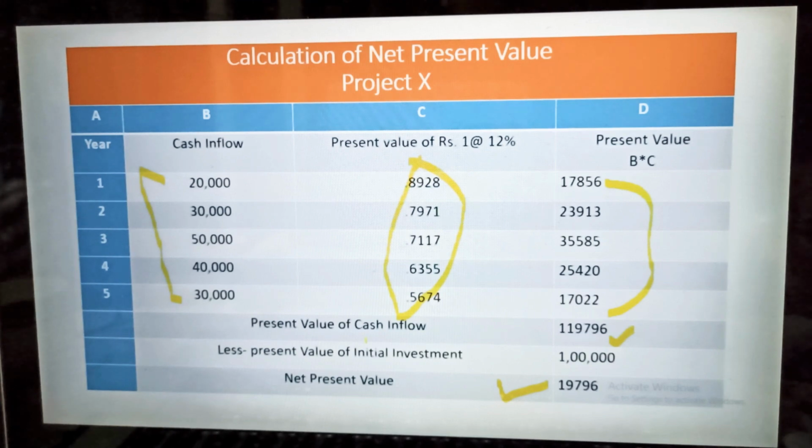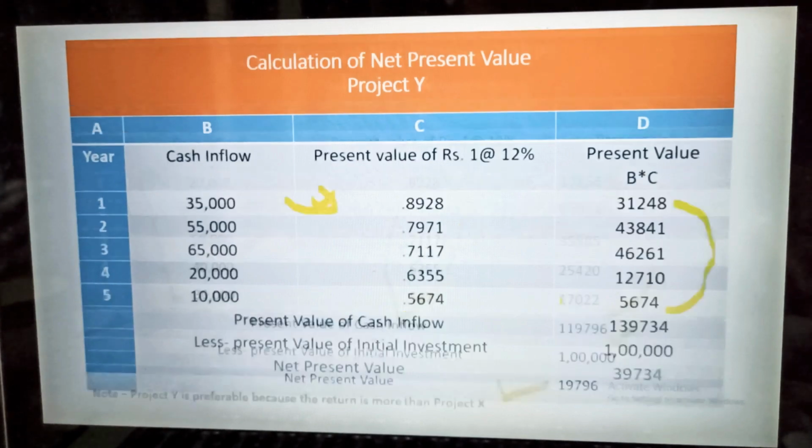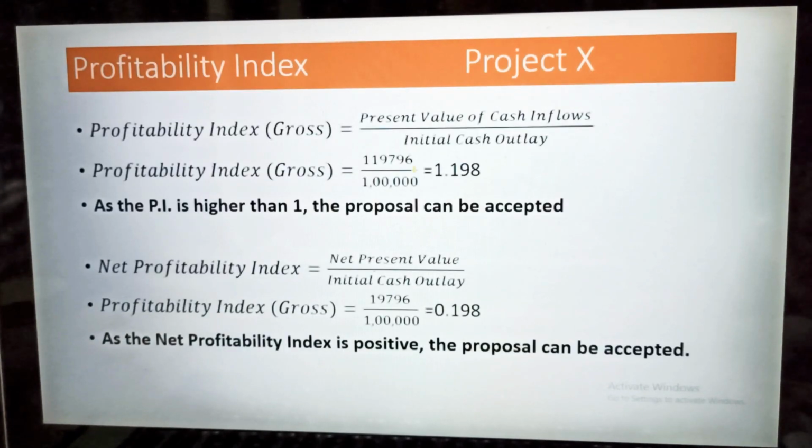So we have to find out present value of cash inflow, that is 1,19,796 in case of project X. I have taken the same value which I calculated in the net present value. Then the 1 lakh rupees amount I have taken because this is the initial outlay or investment of the project. Now you have to divide and you will find that 1.198 is coming. As I told you, as the profitability index is higher than 1, the proposal can be accepted. So in this case the proposal can be accepted because the value is more than 1.